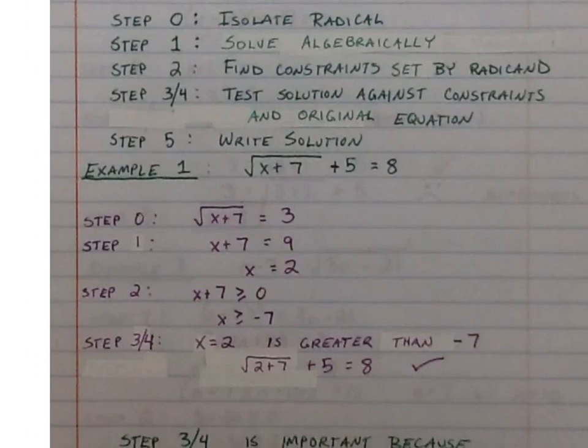Root x plus 7, plus 5 equals 8. So in step 0, we need to isolate the radical. We do that by subtracting 5 from both sides, and in doing that, we get root x plus 7 equals 3. Then step 1, we solve algebraically. First I squared both sides, which gives me x plus 7 equals 9. And then I subtract 7 from both sides, getting x equals 2.